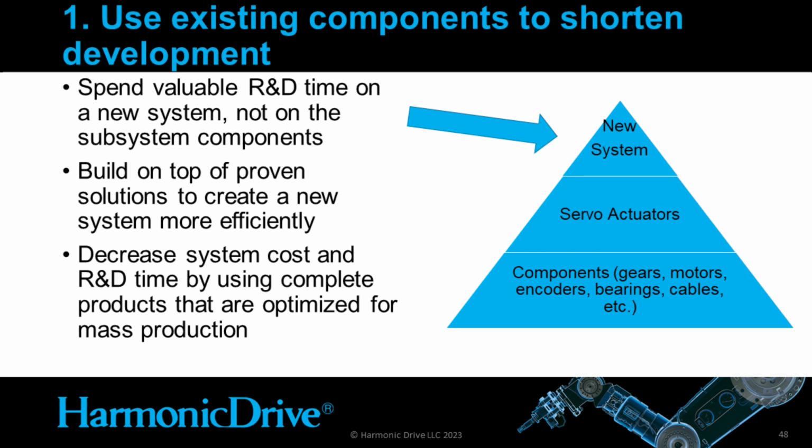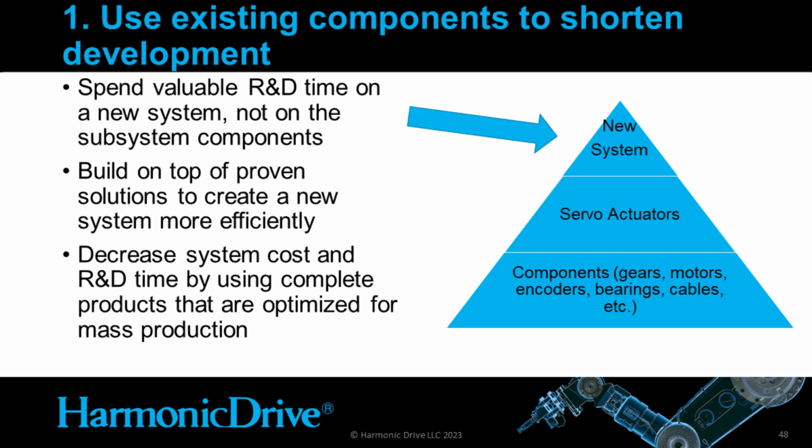So what does this mean, use existing components? Well, it means that you can spend your valuable R&D time on creating a new system and not on the subsystem components. This allows you to build on top of proven solutions to create a new system more efficiently. And finally, it allows you to decrease your system cost and your R&D time by using complete products that have been optimized for mass production.